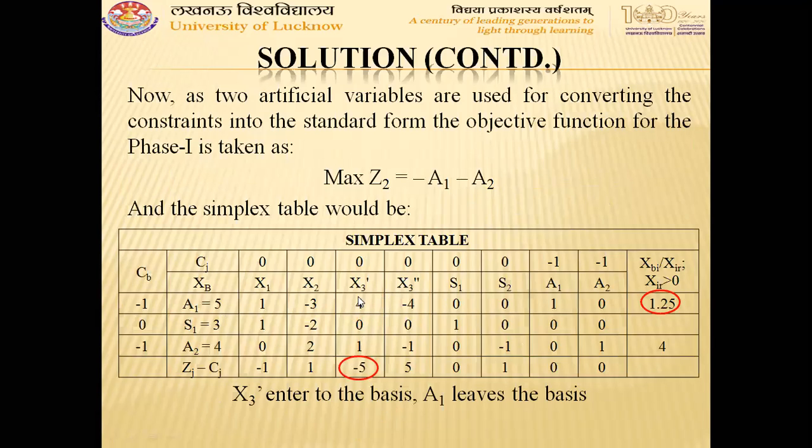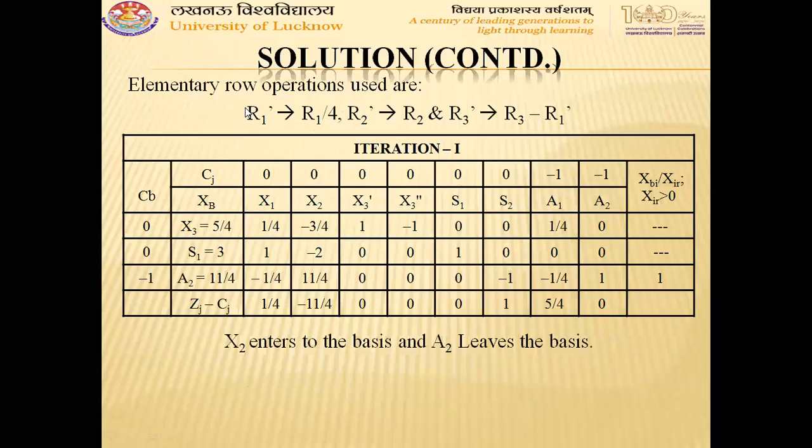Sorry, row 1 will be divided by 4, and for making the other element 0, the second row will remain as it is, and for the third row, the new first row will be subtracted from it. That is, our transformation will be r1 prime is replaced by r1 upon 4, r2 prime is written same as r2, and r3 prime will be written as r3 minus r1 prime.